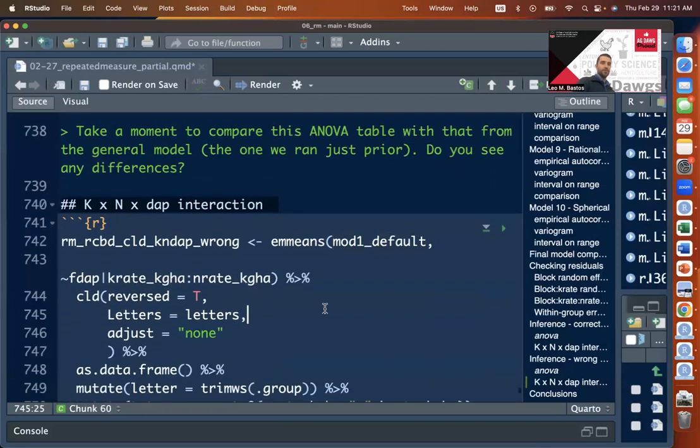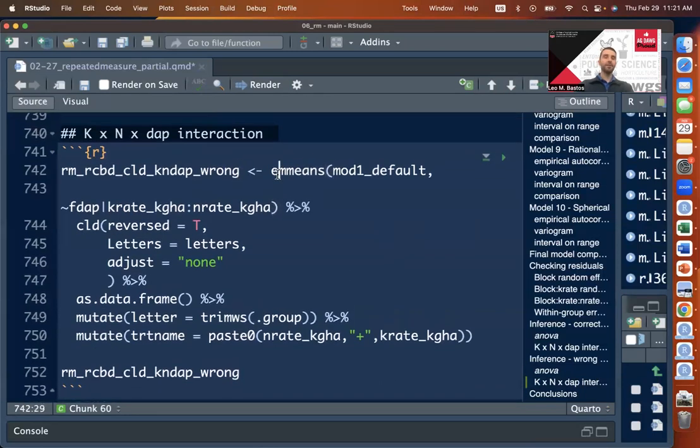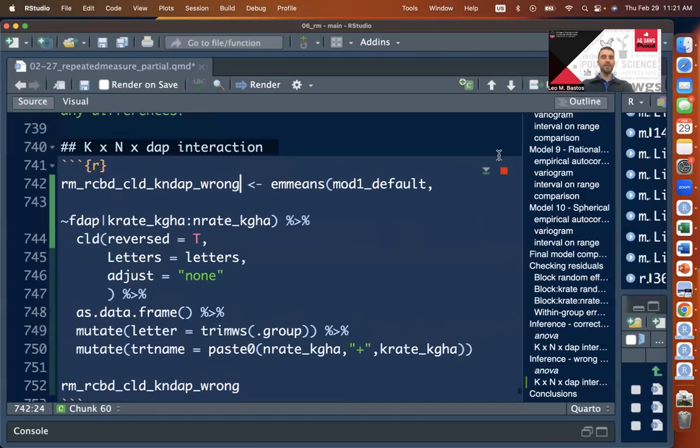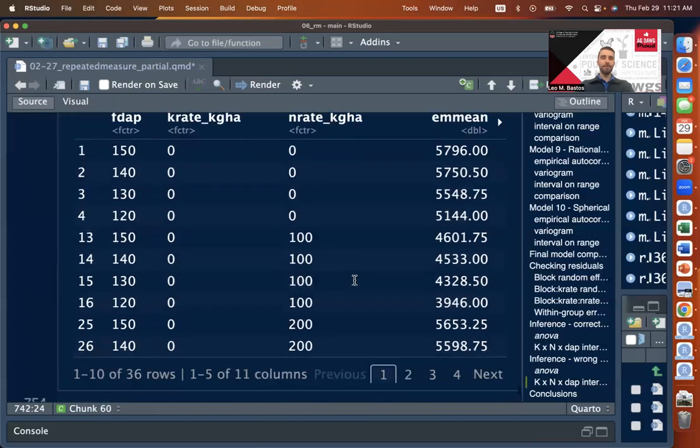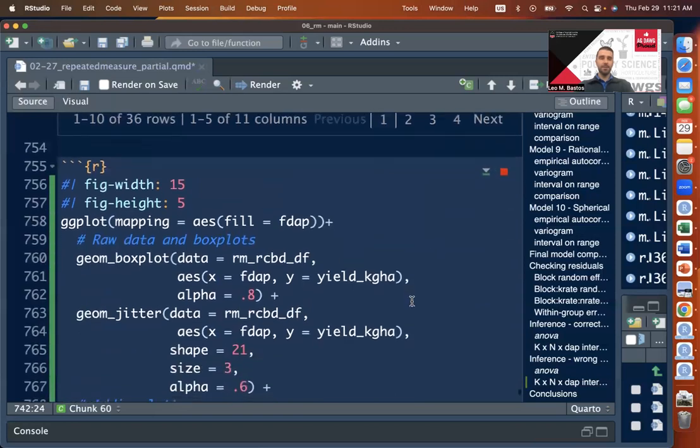All right, so here, basically just doing the EM means again with days after planting within different levels of nitrogen and potassium, just like before. I'm calling this wrong, even though it's not wrong, I guess, if we're using AIC as the metric, but it would be the correct one if we're using BIC. So just got those means there, and then just getting this plot here at the end.